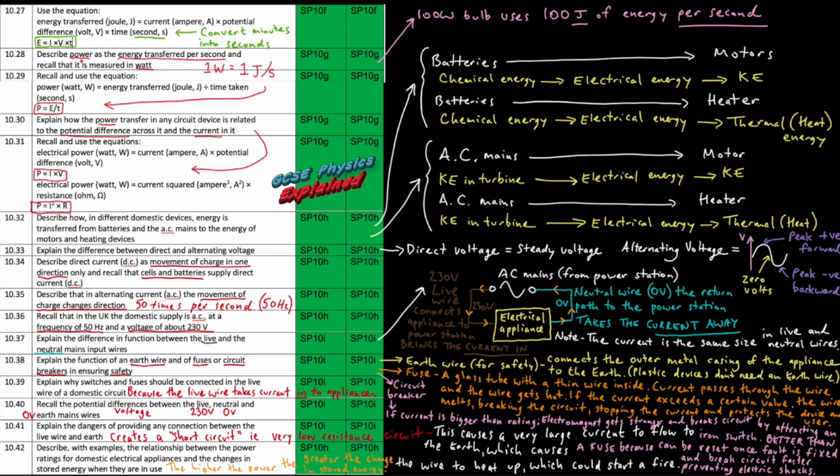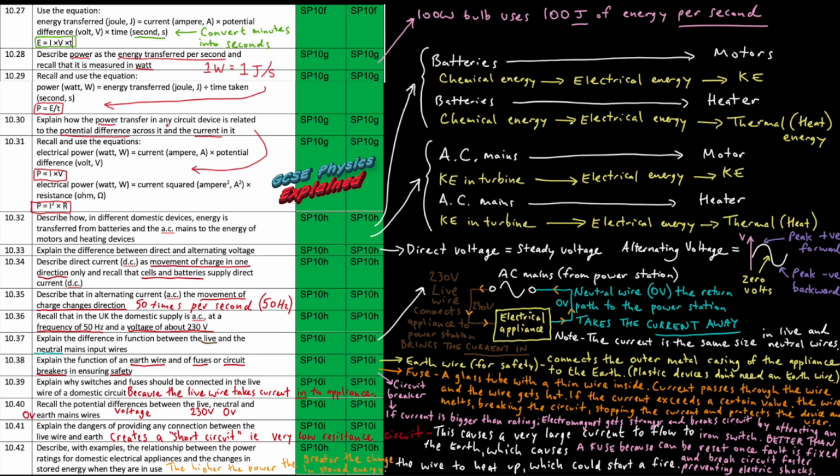10.28. Describe power as the energy transferred per second, and recall that it's measured in watts. So 1 watt of power means that you use 1 joule of energy per second. Or in other words, if you've got a 100 watt light bulb, that would use 100 joules per second. A 200 watt light bulb would be 200 joules per second. Recall and use the equation power is energy transferred divided by time taken. So power is the energy you've used per second, or energy you've transferred per second.